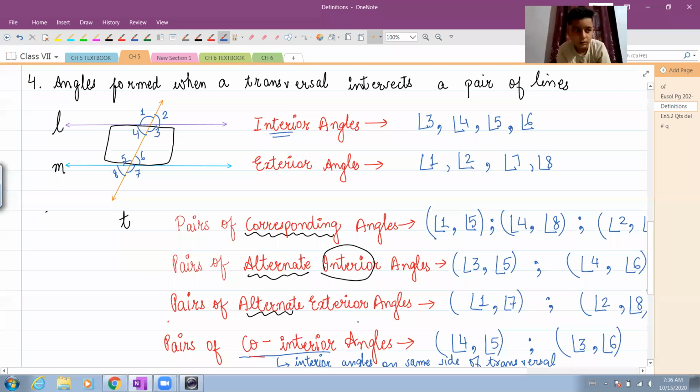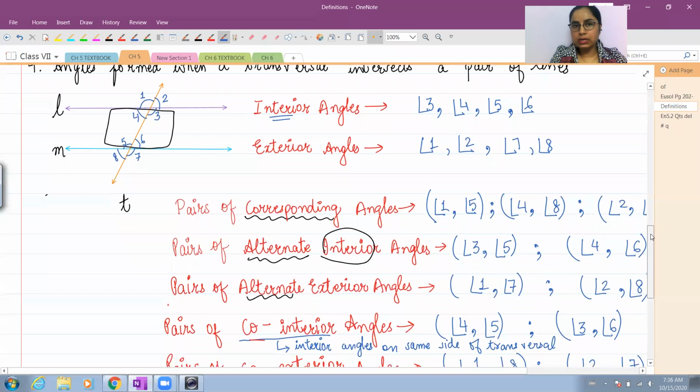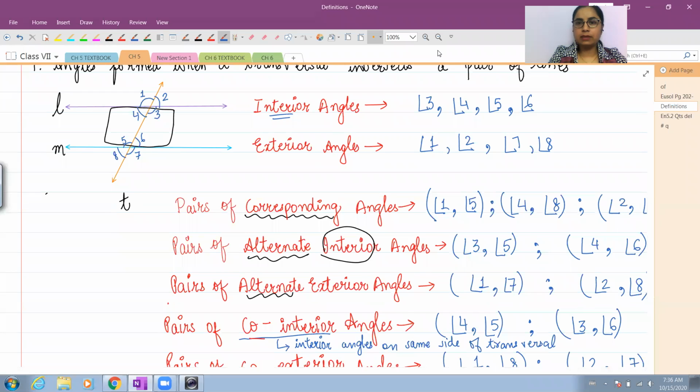So to identify co-interior and co-exterior angles, first of all, we are going to look at the interior angles. As I have written, this means interior angles on the same side of the transversal. So let us take a look at the interior angles first of all. These are the interior angles, the ones I have put in a box. If you want me to highlight, I'll just highlight here. These are the interior angles: 3, 4, and 5, 6. If you go around these angles, you are not going to take the ones which are on opposite sides. You will be taking the ones on the same side of the transversal.